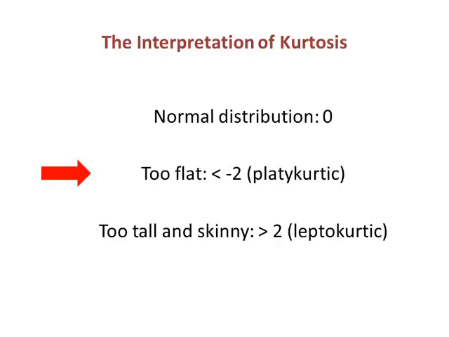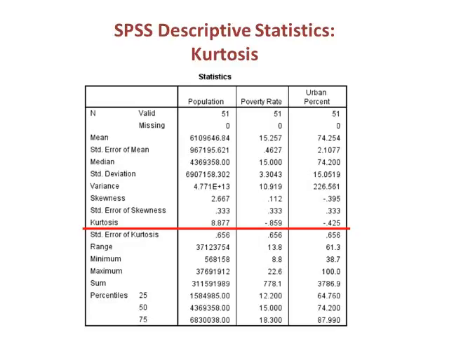We often do not care about this situation because a flat distribution has plenty of variation. We are more concerned about distributions that are too tall and skinny, or what we call a leptokurtic curve. We know this situation is present when the kurtosis statistic exceeds the value of 2. Here the kurtosis statistic is highlighted on the output. Note that, again, the only variable that is not normal is population.